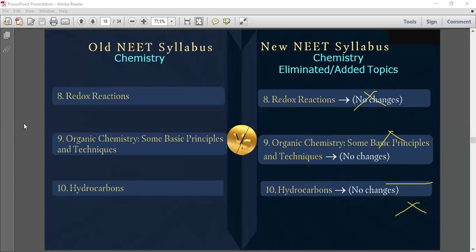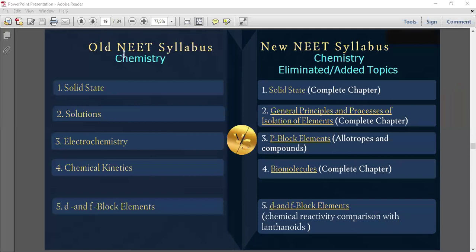In redox reactions, there are no changes. Okay, the whole topic remains. And organic chemistry, some basic principles, there are no changes in it. Hydrocarbons also no changes made. Okay, and so in the old chemistry, from solid state, the total chapter we need to study. In solution, general principles, the total chapter. And from P block elements, okay, allotropes and compounds we should study. Biomolecules, the complete chapter we need to study.